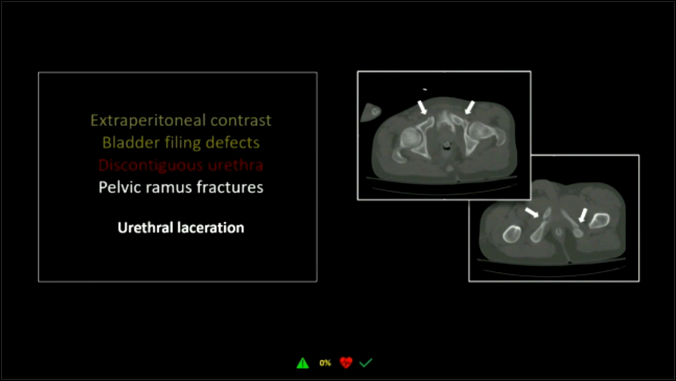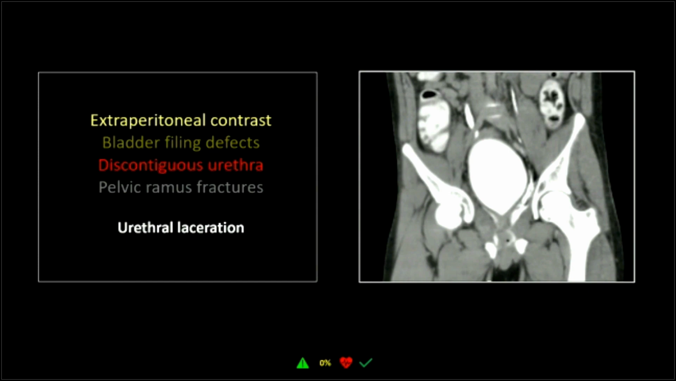So you've got superior and inferior ramus fractures. This is best seen on the coronal, and it really is nice to have a view like this. So again, there is the contrast, and there is the defect in the urethra. Again, you usually have to intuit this kind of thing, so actually being able to look right at that urethral defect is pretty unusual. That's a very nice view of it though.